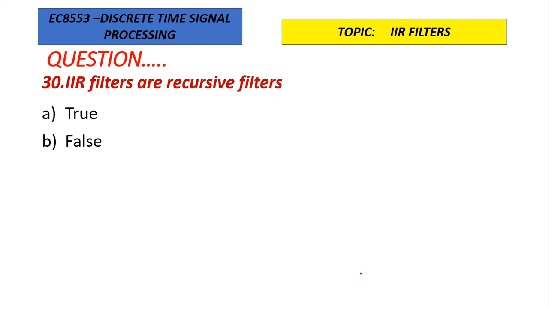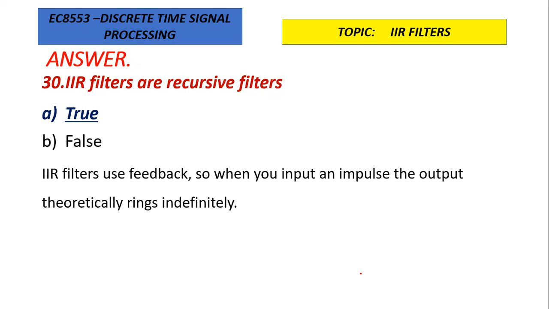30th question: IIR filters are recursive filters, is it true or false? Yes, it is recursive filters. Recursive filters means those filters will have feedback, so the output is fed back to the input. As the output is fed back to the input, when we give an impulse as input, the output will be of many impulse responses. It is a recursive filter.